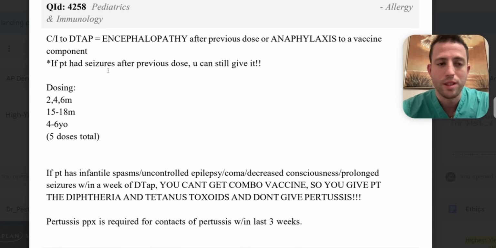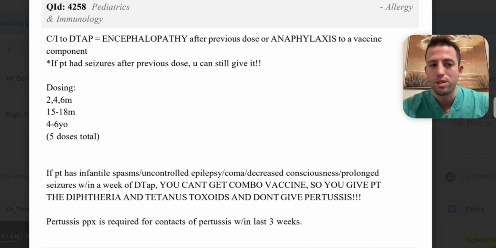And so the dosing for the DTaP is at 2, 4, and 6 months. Then again at 15 to 18 months. Then again at 4 to 6 years old. You have 5 doses in total. So 2, 4, 6, 15 to 18 months, and then 4 to 6 years old.